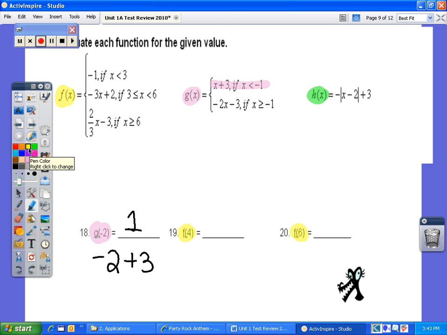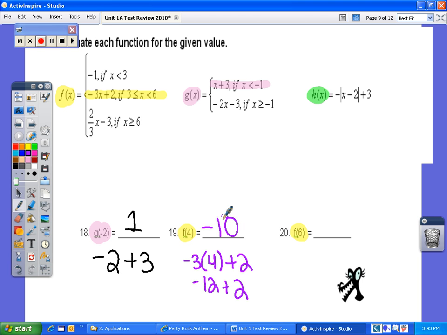So f of 4 falls in between here. So we're going to replace 4 into that equation. So -3 times 4 is -12, plus 2 is -10. Okay, the last one says 6. You know you're looking for the equal to sign, so it falls into this category.